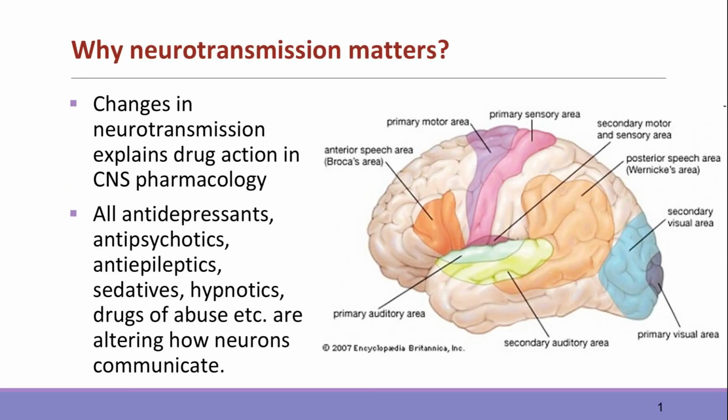Every drug acting on the central nervous system ultimately modifies neurotransmission. Whether we prescribe antidepressants, antipsychotics, antiepileptics, sedatives, or anti-Parkinsonian drugs, we are altering how neurons communicate. Therefore, before learning individual drug classes, we must understand the basic language of neuronal communication.